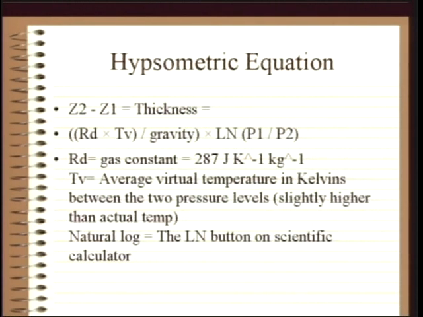And then once that value is determined, that is multiplied by the natural log function. And we went over that in the last lecture, how to solve the natural log function on the calculator. So that's that LN button on the calculator. So you take the P1 and divide by P2, and that'll produce a number. And then you take the natural log of that number and then multiply it by RD times TV divided by the gravity.